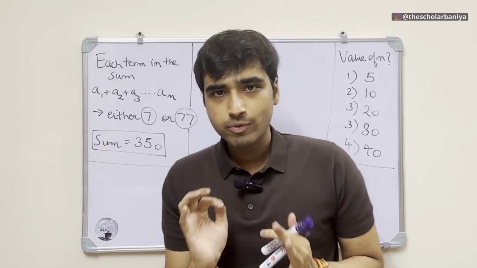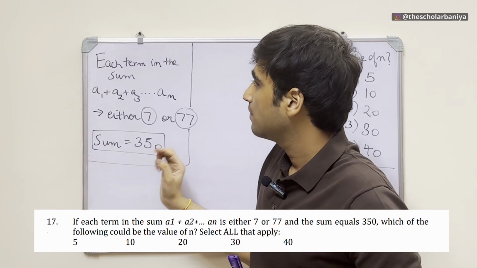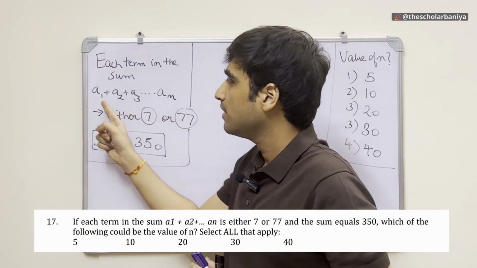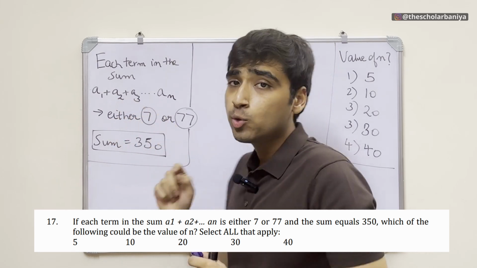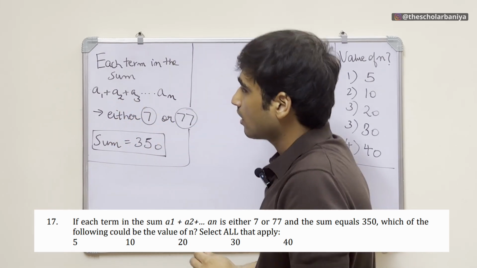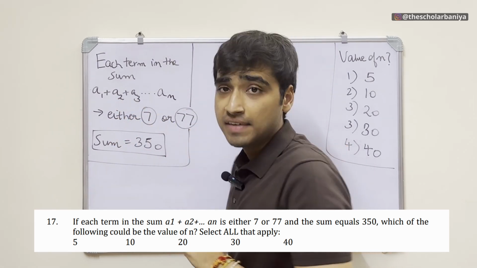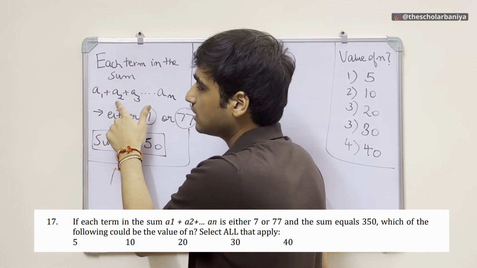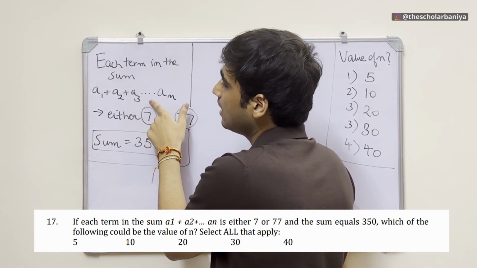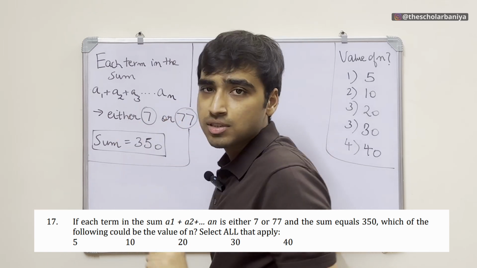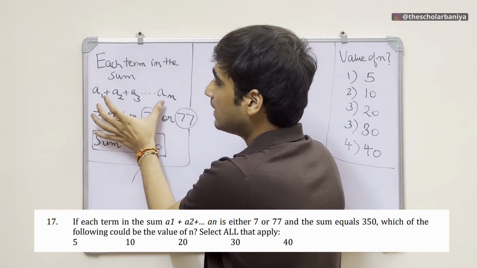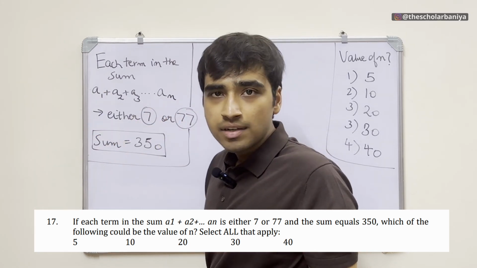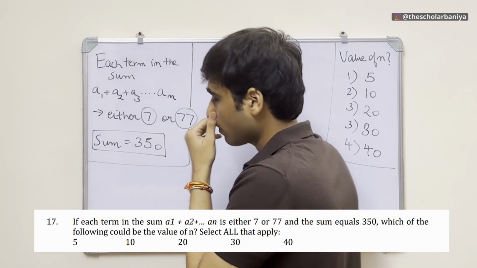So let's move on to the next question, guys. In this question, we are given that each term in the sum a1 plus a2 plus a3 up to an is either 7 or 77, which means this can be 7 or 77, this can be 7 or 77, this can be 7 or 77, and so on. Any of these terms in this entire sum can either be 7 or 77, okay?